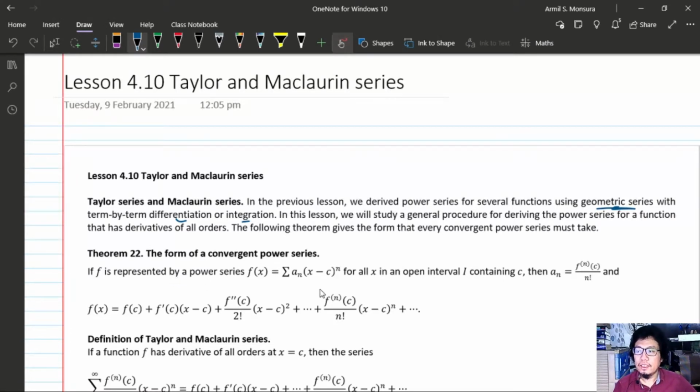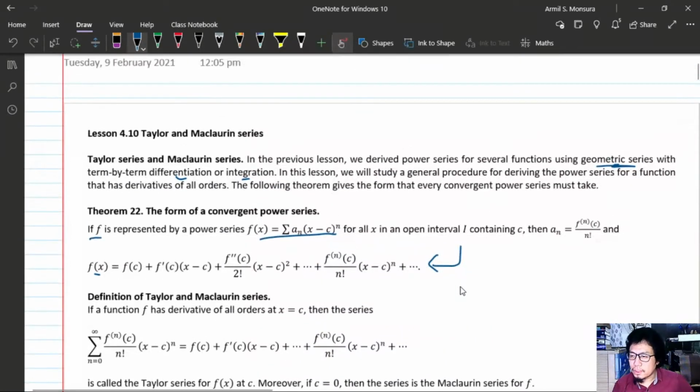As you can notice here, if f is represented by this power series, then f of x is actually this series. If you write this in a compact form, that is the sum of f, the nth derivative at c, over n factorial, times x minus c raised to n, for n equals 0 up to infinity.